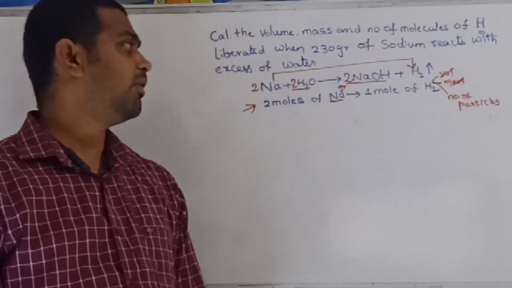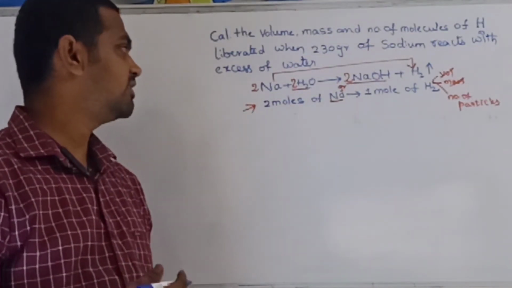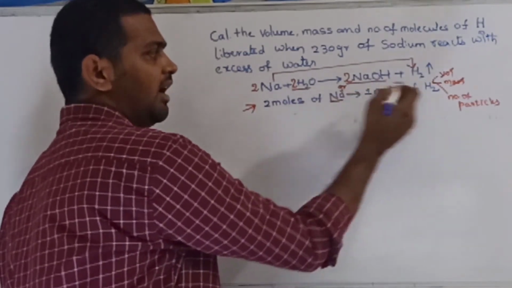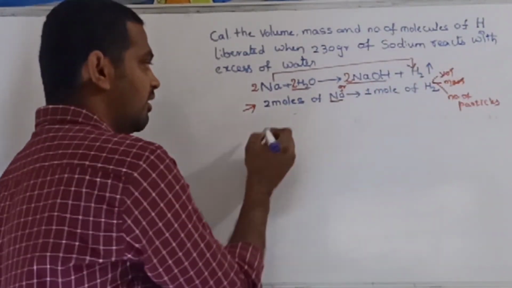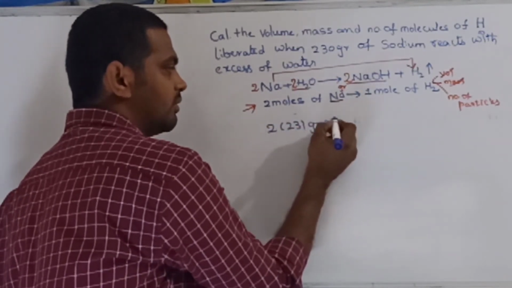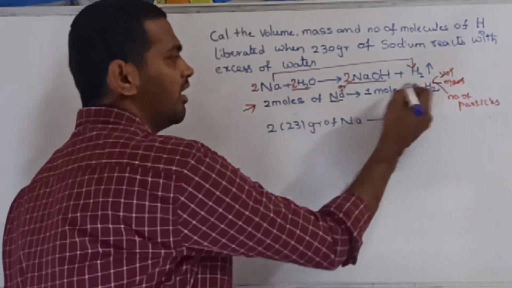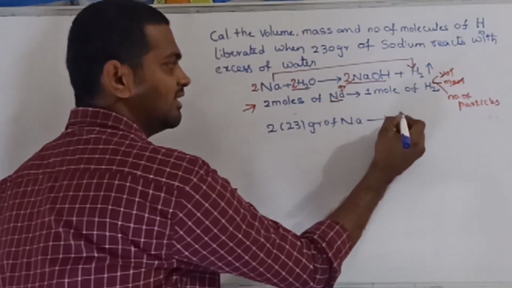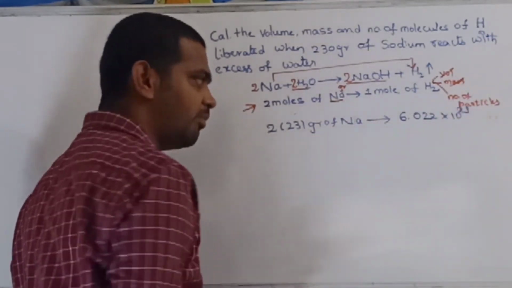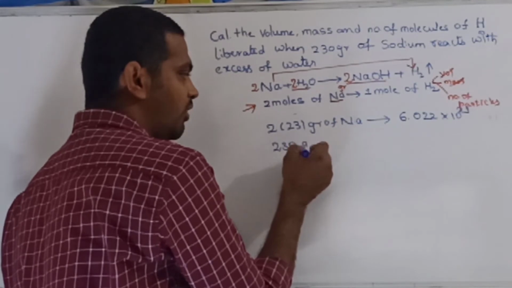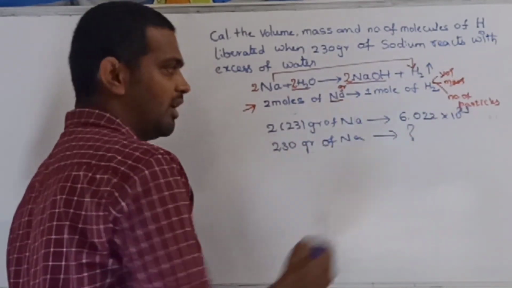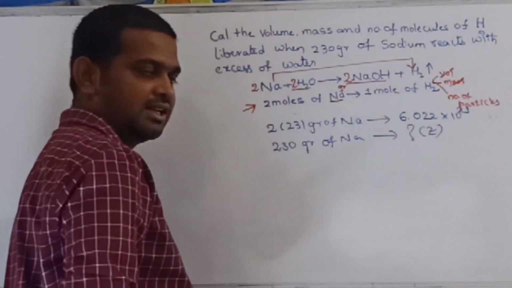Next. So far, to calculate the number of particles liberated, I will establish the relationship between sodium and hydrogen in terms of grams and particles respectively. From the above equation, 2 times 23 grams of sodium is producing 1 mole of hydrogen gas. 1 mole of hydrogen gas is equivalent to 6.022 into 10 to the power of 23 particles. Here in the question, we took 230 grams of sodium. By means of that, how many particles will be liberated? Let us consider the number of particles is z.